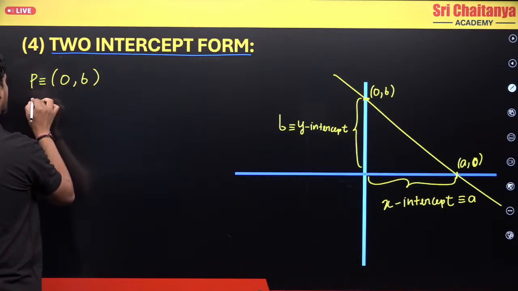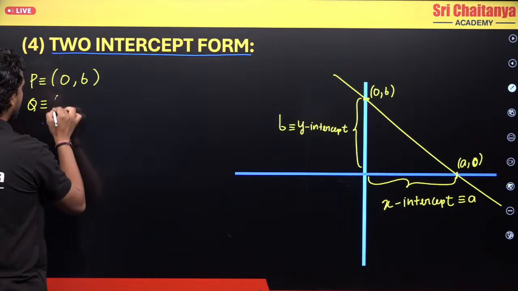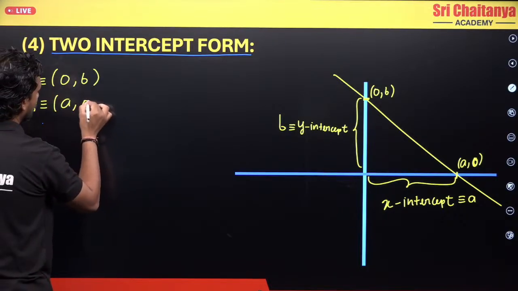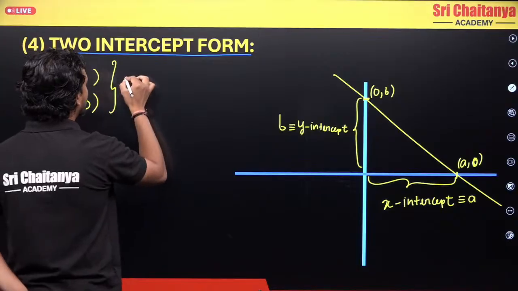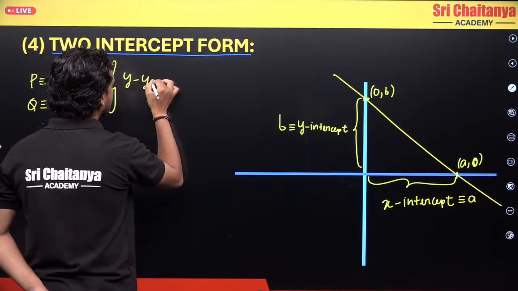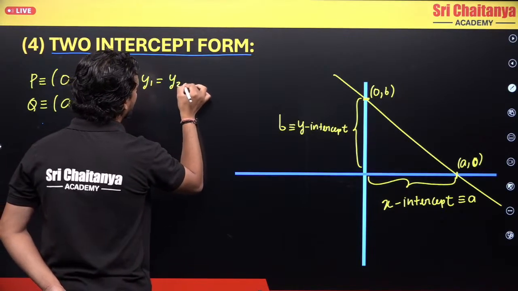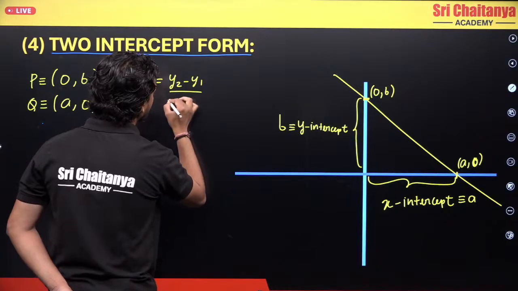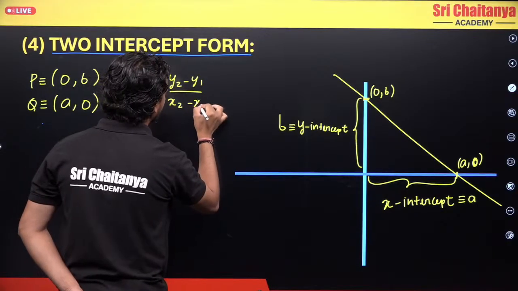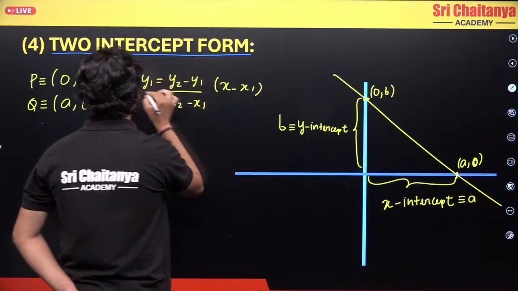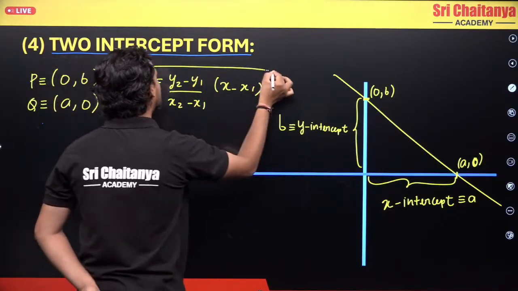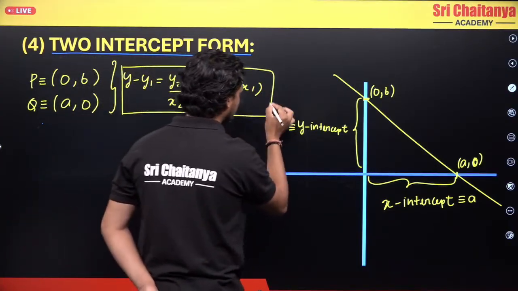And what is Q? Q is the second coordinate, that is (a, 0). So what can I do? I can use the 2-point form, and what is that? y minus y1 is equal to (y2 minus y1) upon (x2 minus x1) into (x minus x1). So this is the general equation of the 2-point form.